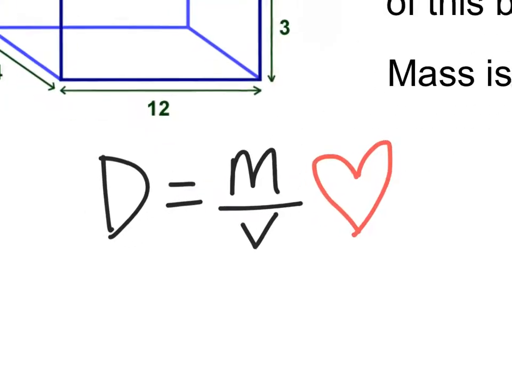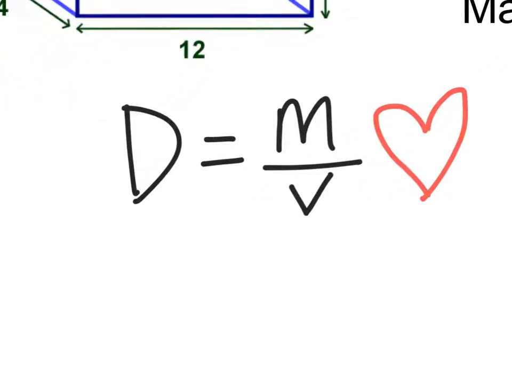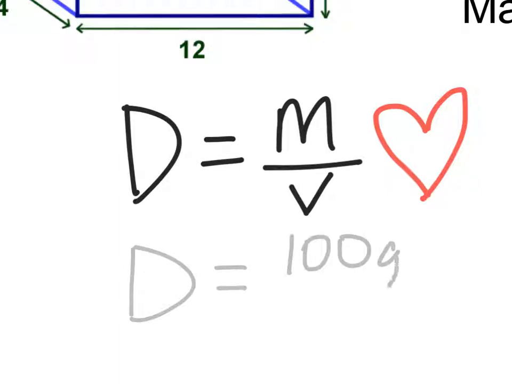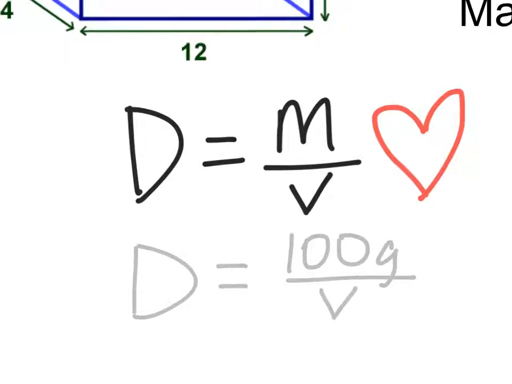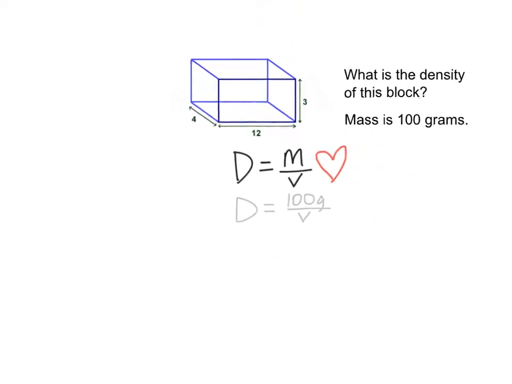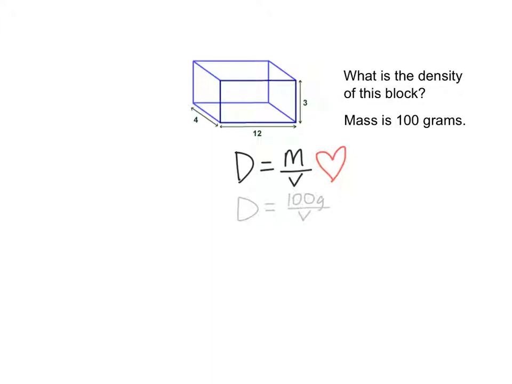So density I do not know yet, so that stays the same. And then mass, remember the mass they told me it was 100 grams, all over, and I don't know my volume. Okay, so that's what I know so far. Now I can figure out my volume.